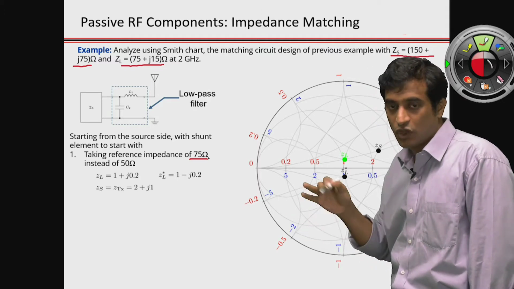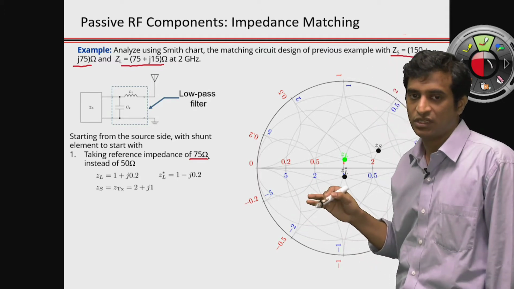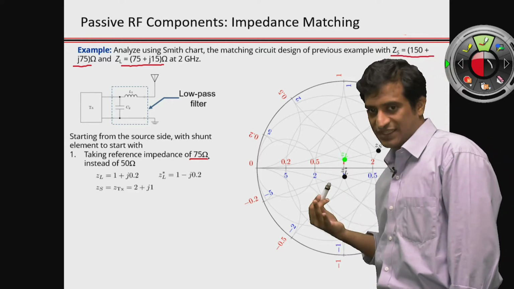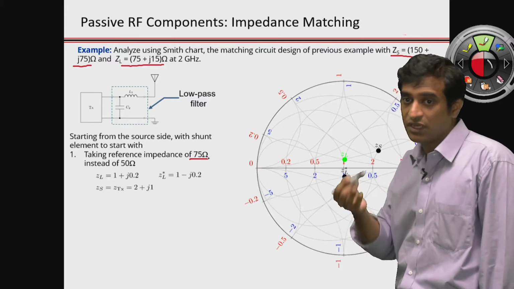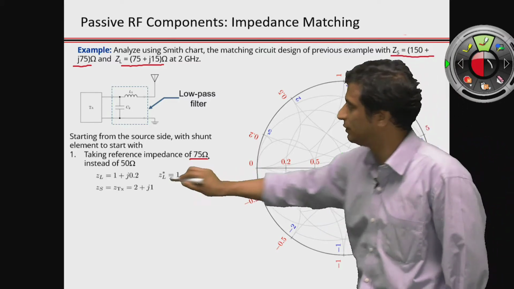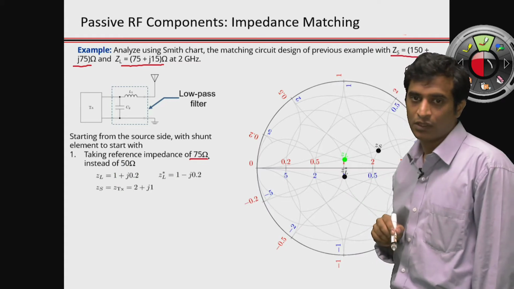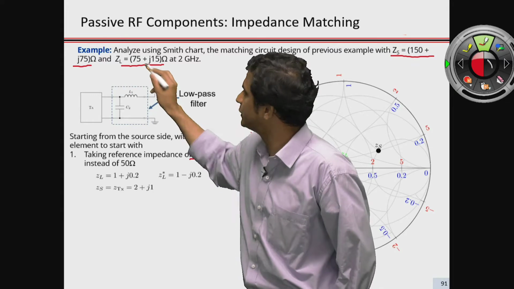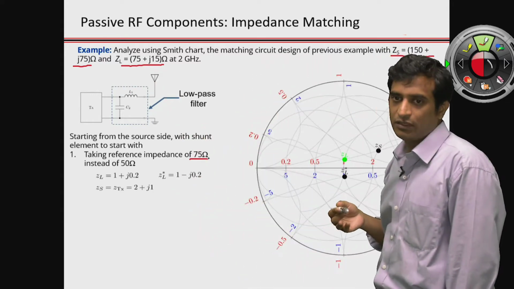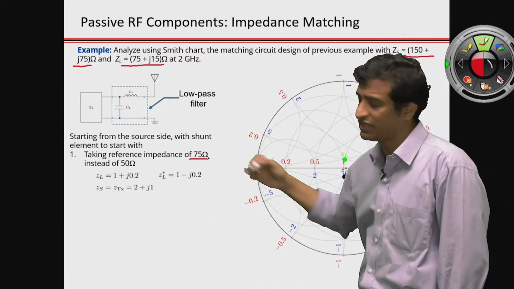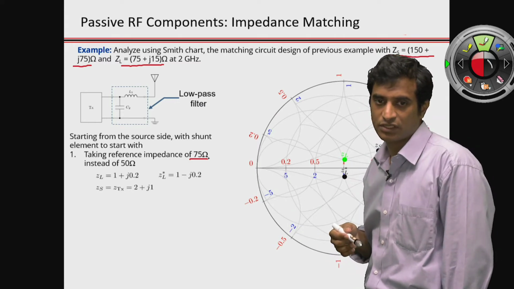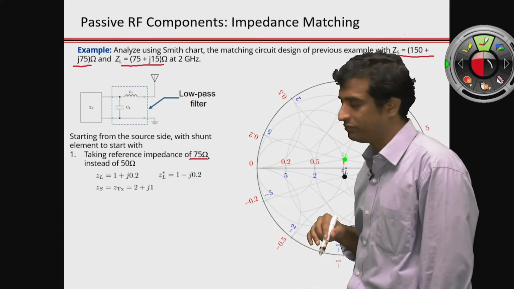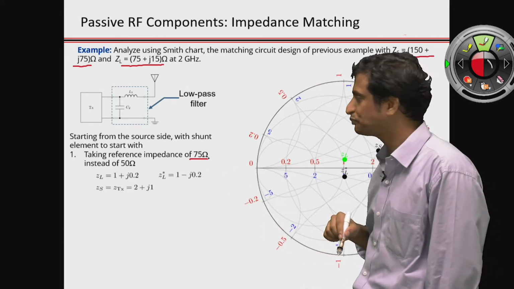The choice of the normalization impedance is up to us, because we are going to recover the impedance and admittance values by denormalizing with the same reference impedance that we used to obtain the normalized impedance in the first place. Since 150 is a multiple of 75, so is 75 here, and so is 75 here, it might be easier to simply use 75 as the normalization impedance. But we could use 50 as well, and the final results will still be the same.